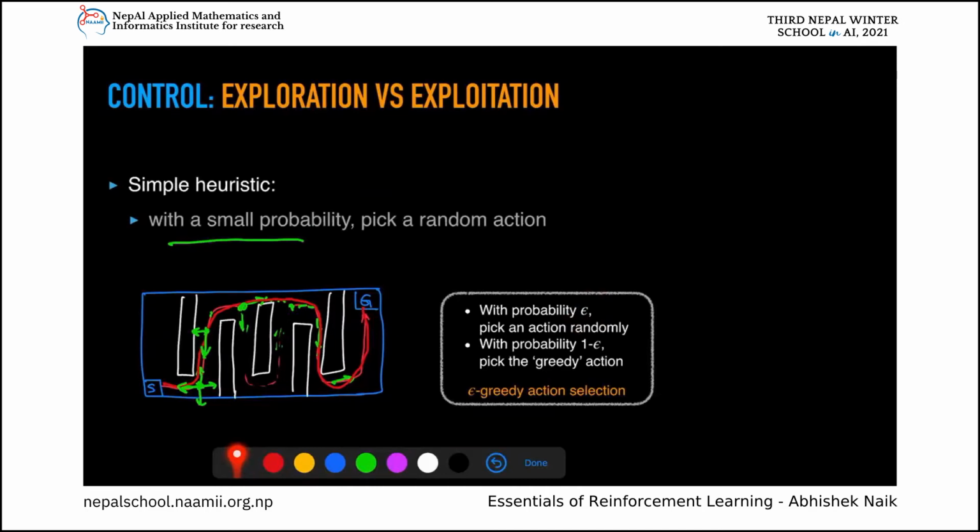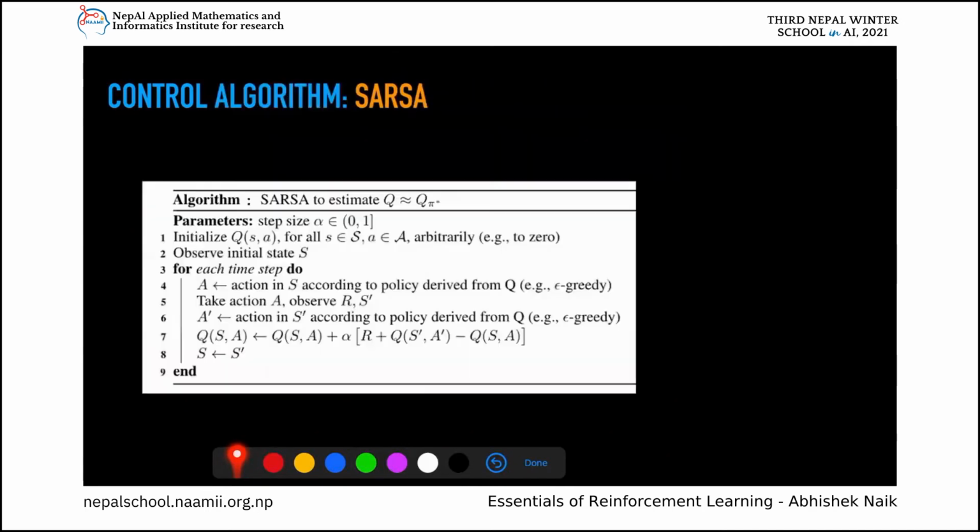Okay, so now we are ready to see our first control algorithm, which is SARSA. Again, let's walk through this algorithm. SARSA estimates Q, which is Q of pi star. Remember, Q was our action value function, pi star was the optimal policy. So we are approximating the optimal action value function.